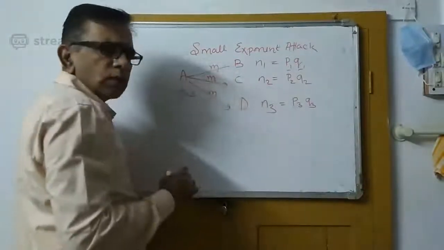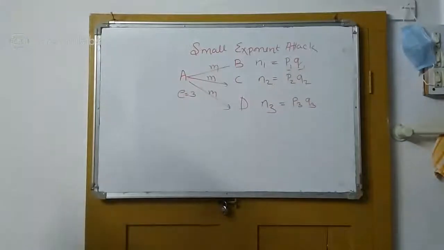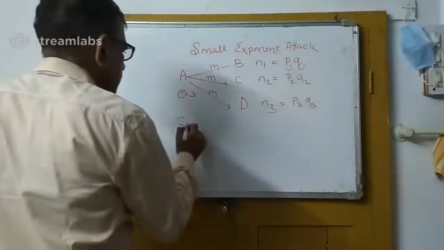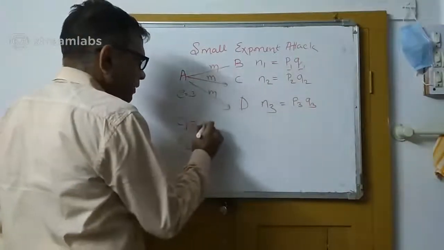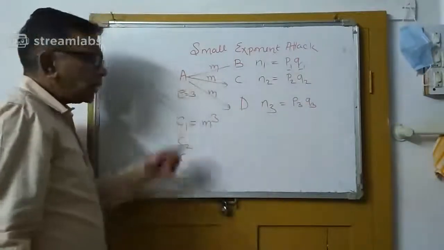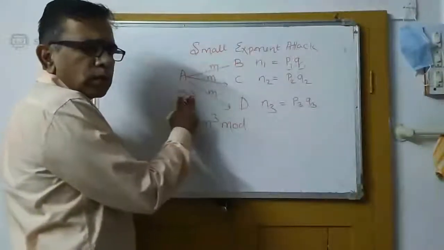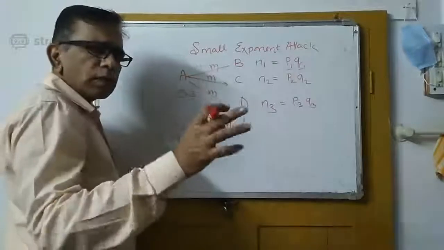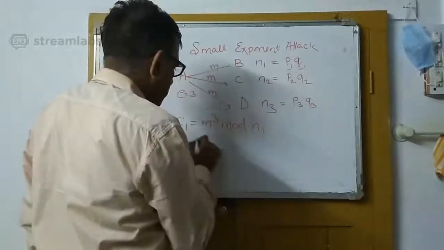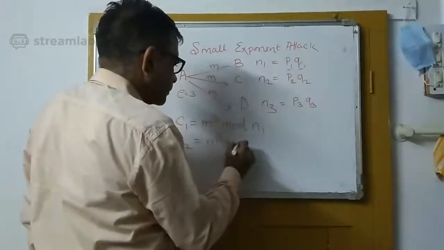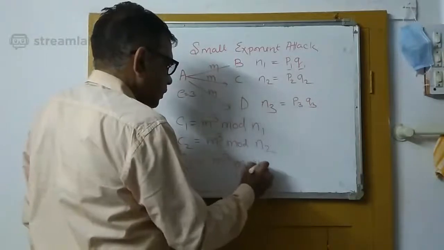If he uses this with all these messages, we end up with ciphertexts C1, C2, C3, which are obtained by m cubed mod n1, m cubed mod n2, and m cubed mod n3. The assumption is that this is my small exponent. For understanding, I have taken 3. Normally the smaller values we use are substituted over here.